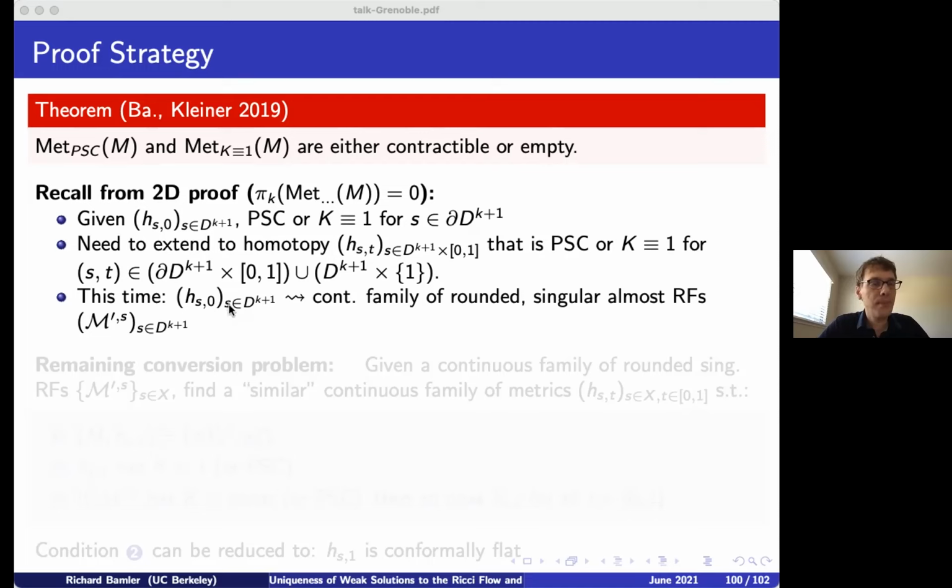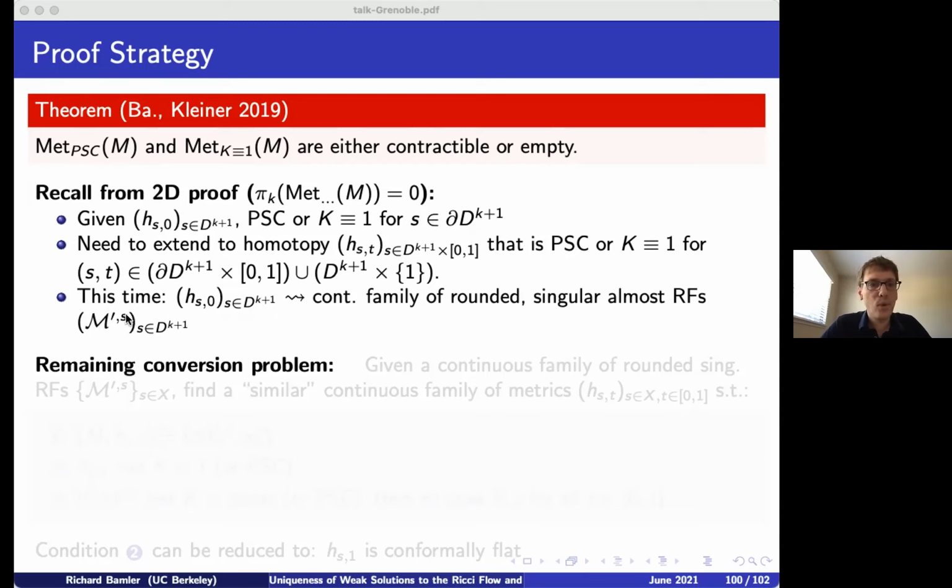Okay, so given a family of metrics on the k+1 disk, all we get is this family of rounded singular almost Ricci flows. And so now we need to do something with them. We need to extract some information out of them, which will lead to the desired null homotopy. So what's the remaining problem? We basically need to somehow convert these flows into families of metrics on the initial manifold.